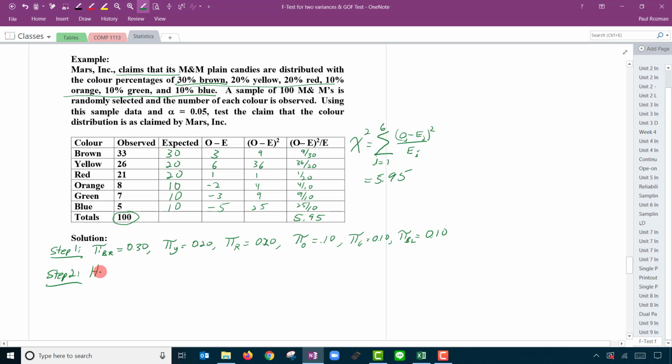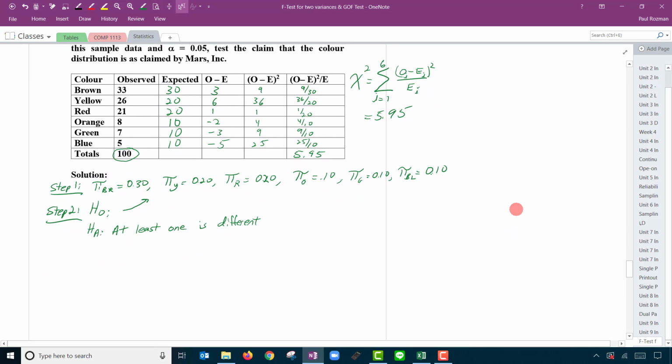Step 2 is set up our null and alternative hypothesis. Basically, they're saying that these are the percentages. They're all equals. So that's our null hypothesis. I'm not going to rewrite it. Our alternative hypothesis is at least one is different. Getting a little sloppy in my wording there, but you know what I mean. It will fail if at least one of these isn't true.